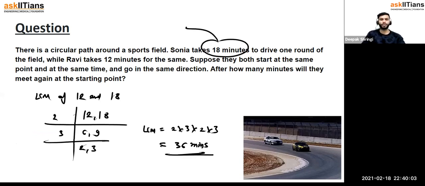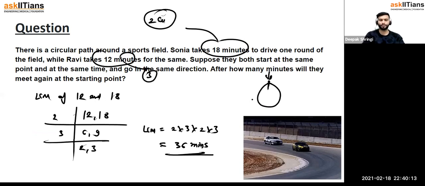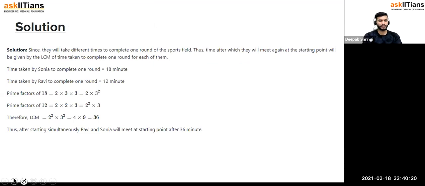Sonia will complete 2 cycles because obviously one round she completed in 18 minutes, so she will complete 2 and Ravi will complete 3, right? उसके बाद they will meet on this point again, on the starting point, right? Got it? Simple question tha. We have already discussed this kind of question earlier in the last slide, okay? Yeah, 36 is the correct answer.